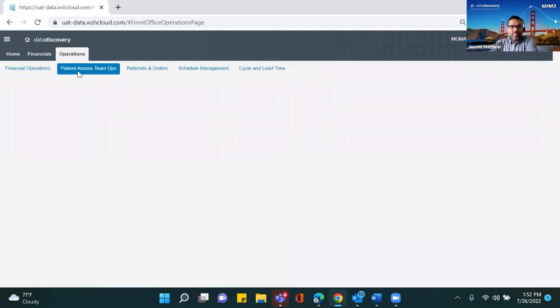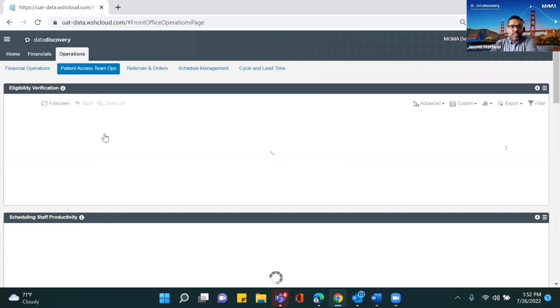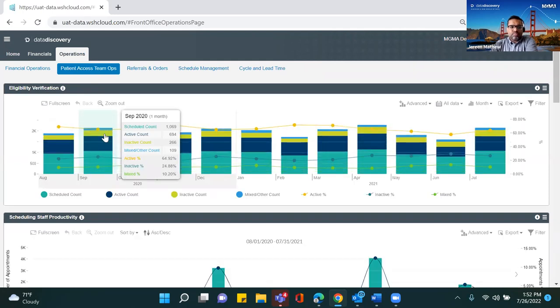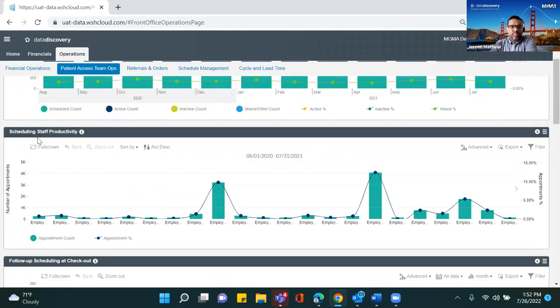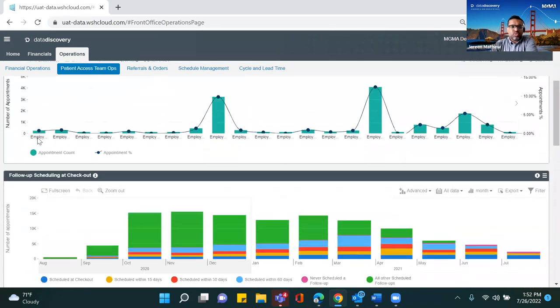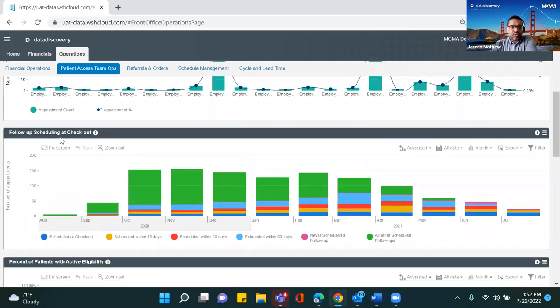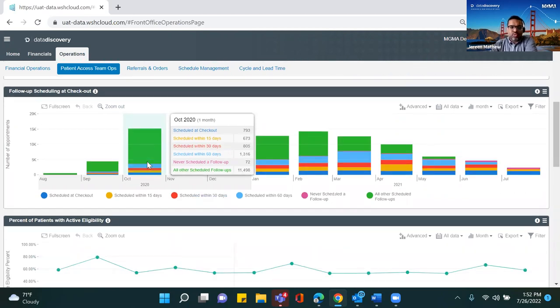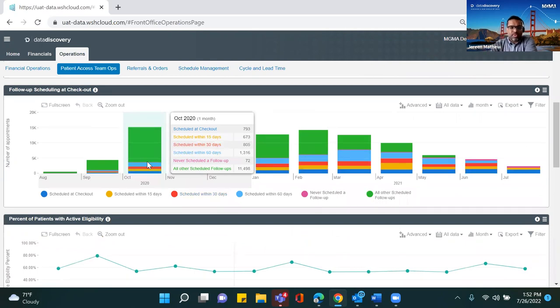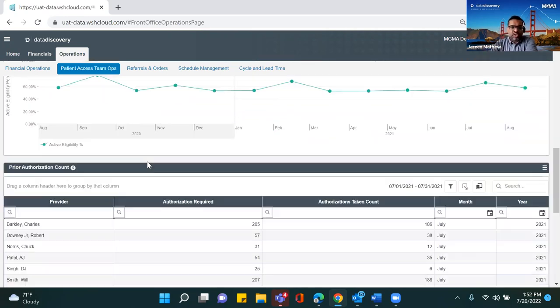From a patient access management perspective, we start off with everything that happens from scheduling, pre-scheduling, eligibility, the visit coming in, and also functionalities done by the patient access team, following up to make sure that at the time of checkout, they are scheduling patients. This is particularly important because studies show that after a patient leaves, they tend to get busy and not schedule, and it takes more effort to get them back in the door. It also looks at your active eligibility.